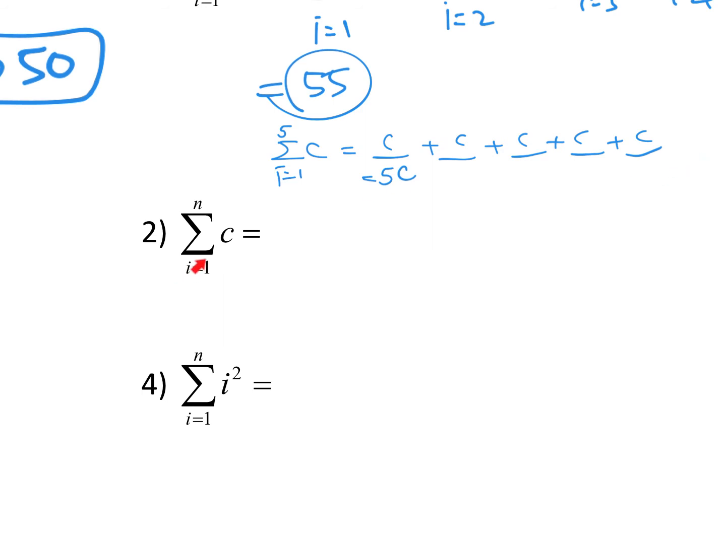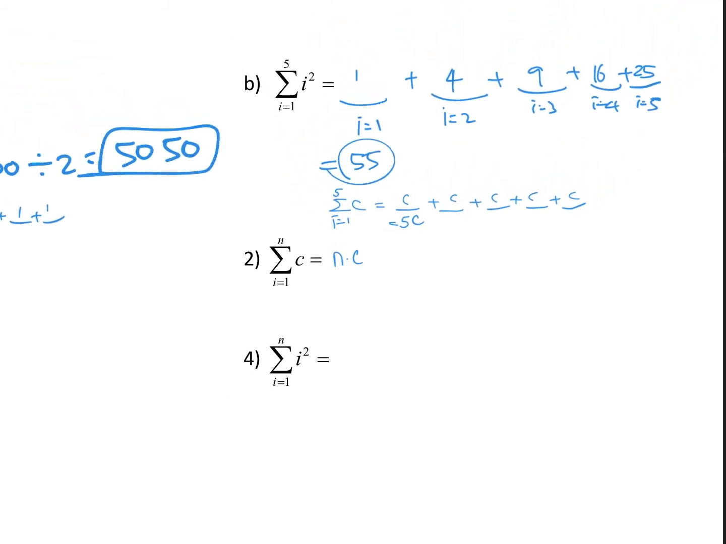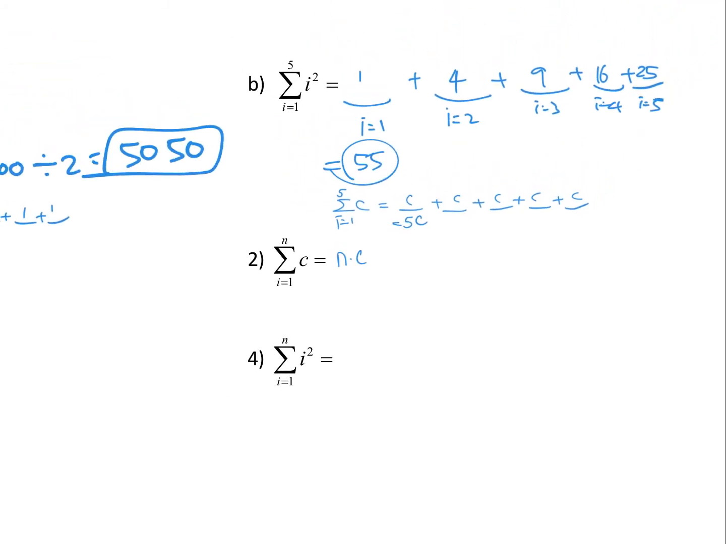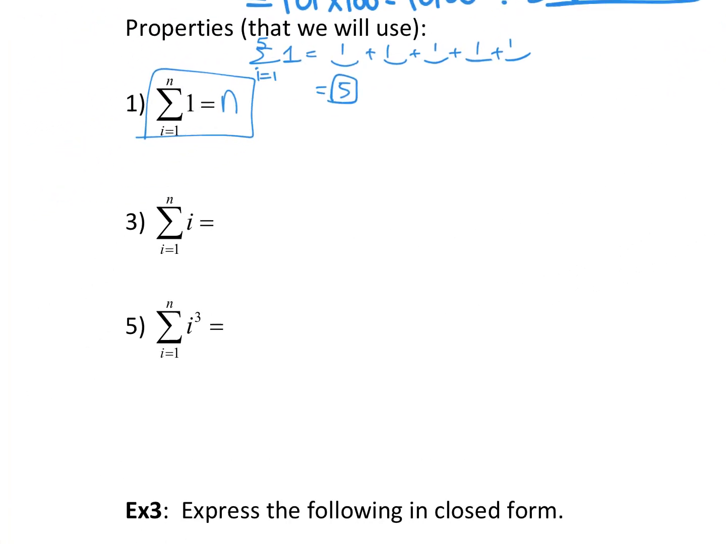So I'm going 1 through n. Each time I'm adding c, so that'll be just n times c. Okay. All right, let's look at part C here. I mean, part C is right here.